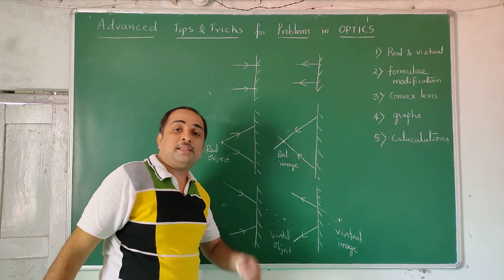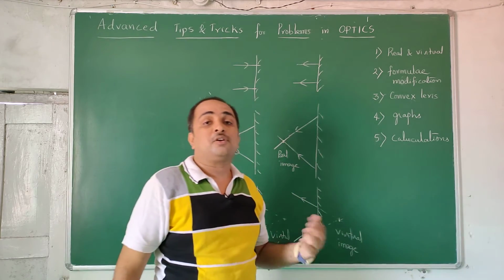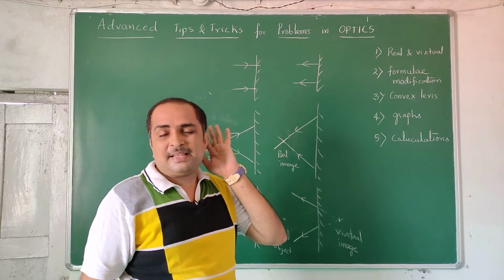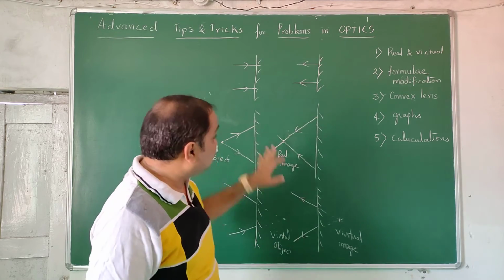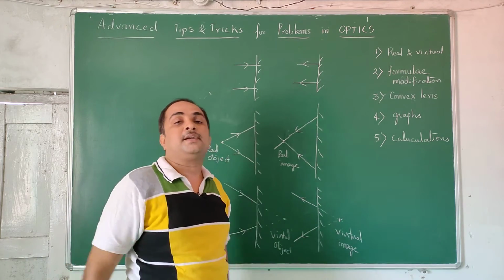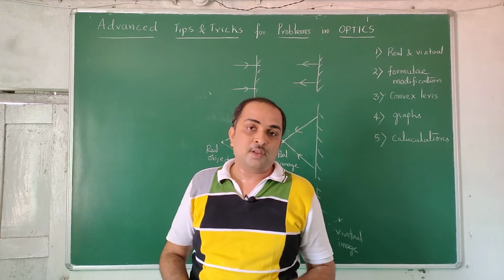You may think why they teach the easy way: an image which can be caught on the screen is real, and an image which cannot be caught on the screen is called virtual. That's the easy way to teach at school level, but this is a little difficult to understand. First thing, try to understand the simple logic. Object is related to incident rays, image is related to reflected or refracted rays.